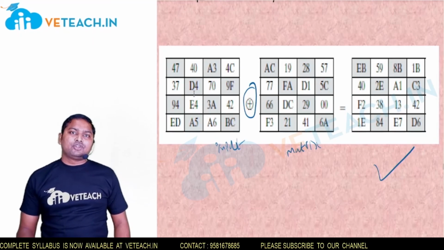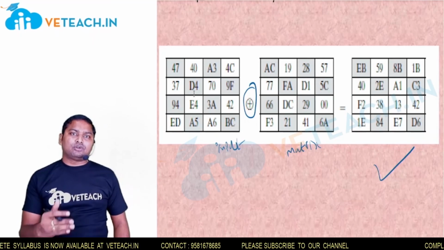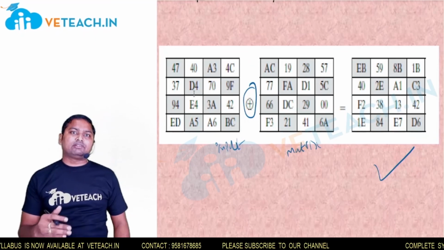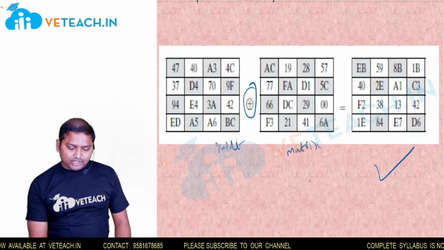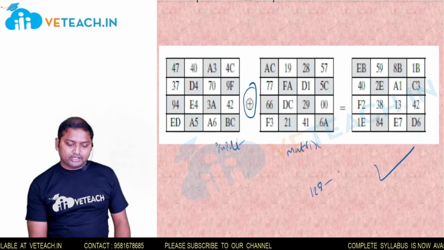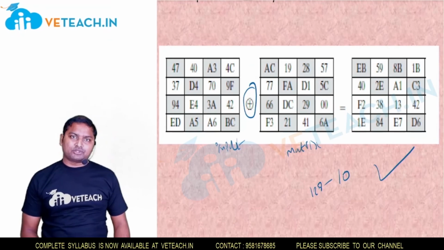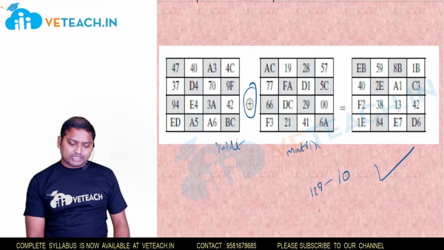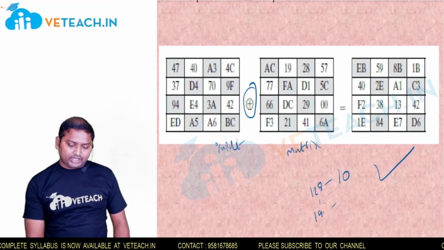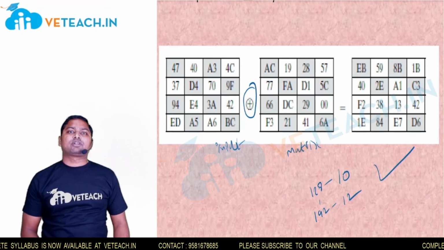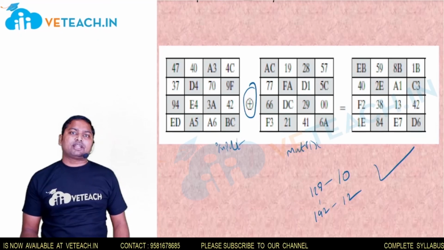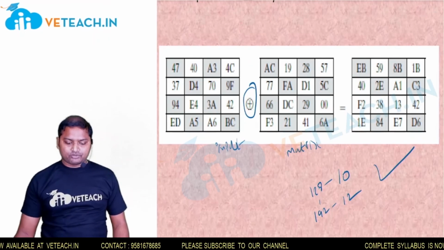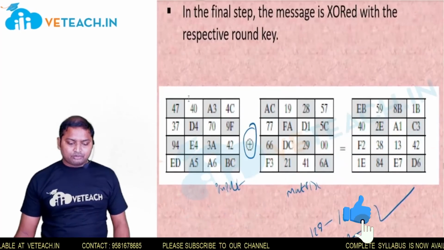So in this way you are repeating the same process for round 2, round 3, 4, 5, 6, 7, 8, 9, 10. My input size is 128, so I can perform 10 rounds. If my input size increases, if it is 192, I can use 12 rounds. So repeat the same process up to the last round. Finally you will get the ciphertext. So this is the procedure of AES, Advanced Encryption Standard.